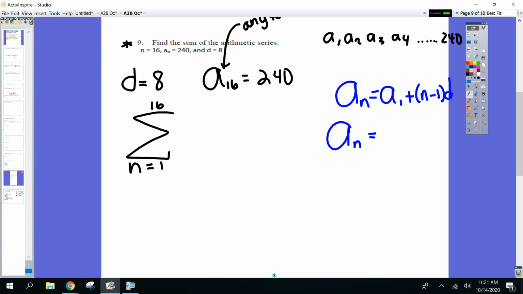I have like an idea, maybe. Any ideas? So would you substitute 16 in for n and then d for 8, and then you would just do the same thing except you would solve for a1? Okay, here's what Ella's saying. I love it.